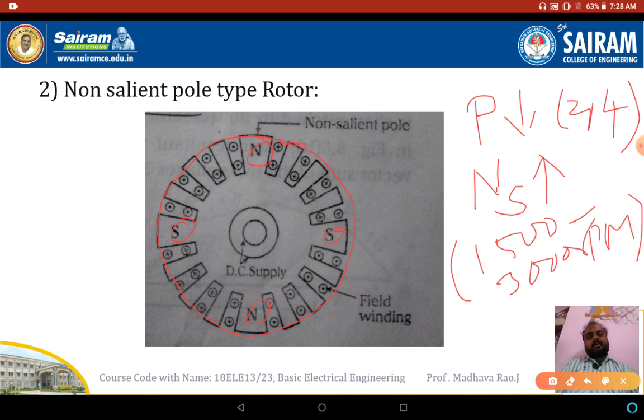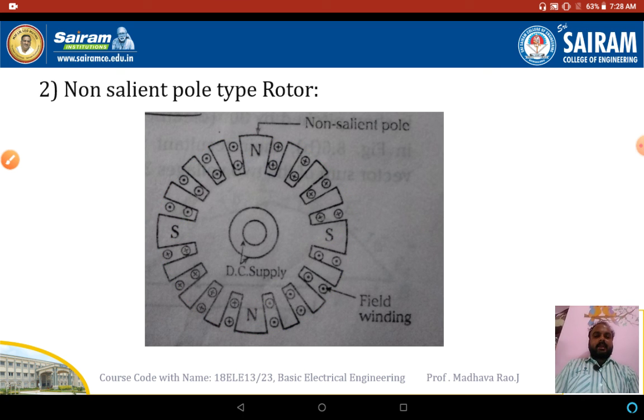Sometimes in examinations they will ask you to write the differences between salient pole and non-salient pole type rotors. We have to explain these points, right?